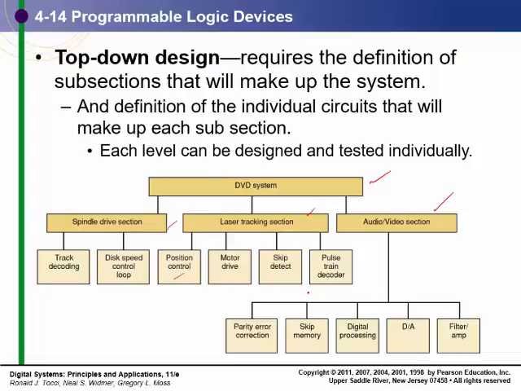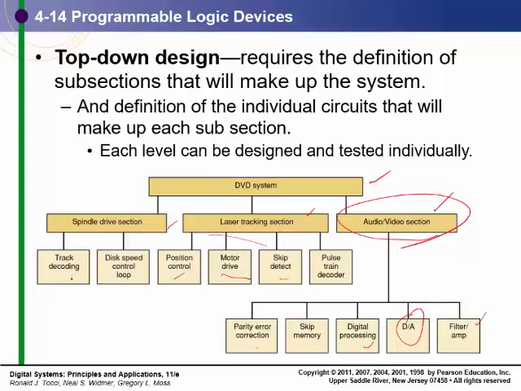So top down design means that we're designing a DVD player in this particular case. The DVD player has the audio and video section. That's the analog part of it. We have some D to A, some digital processing, filters and amps, memory. We have our laser that has to control the motor, skip, the pulse train, position control. We have to move the spindle. So we have various parts of our system that we design, and each part of the design can be assigned to a different team, tested separately, and then put into a final IC.